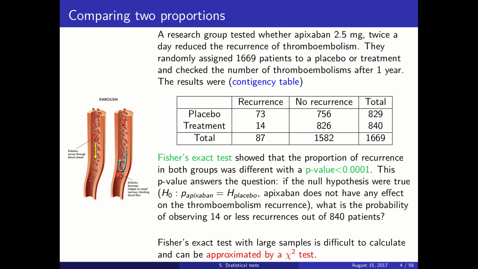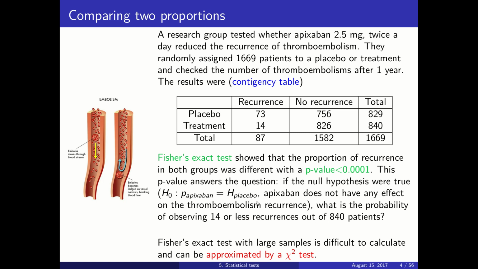Now for the test, we will not see the specific mathematics, for those are rather complicated, but there is a test called Fisher's exact test that calculates whether the proportion in the two groups is different or not. So the null hypothesis is that the proportion of recurrence of those receiving apixaban is the same. There is a mistake here, this should be P. So it is the same as the proportion of people having the recurrence when they receive the placebo. So if the null hypothesis is true, then the drug doesn't have any effect.